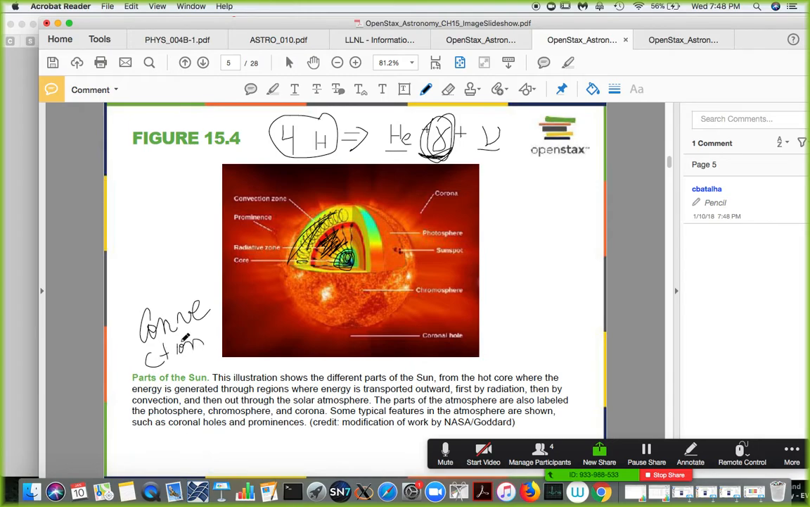Convection zone. In the convection zone, you have heat that is moved from the solar interior all the way to the atmosphere by mass motion. So gas bubbles up, like when you make a soup, right?